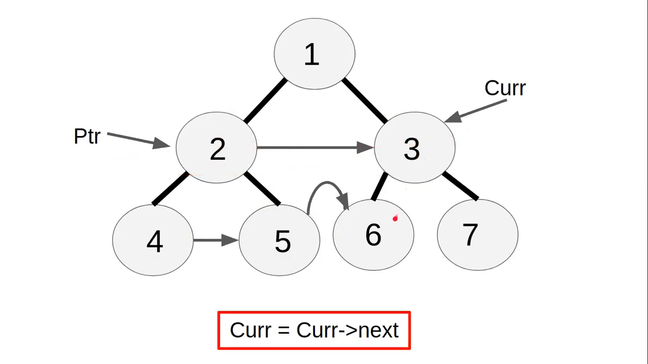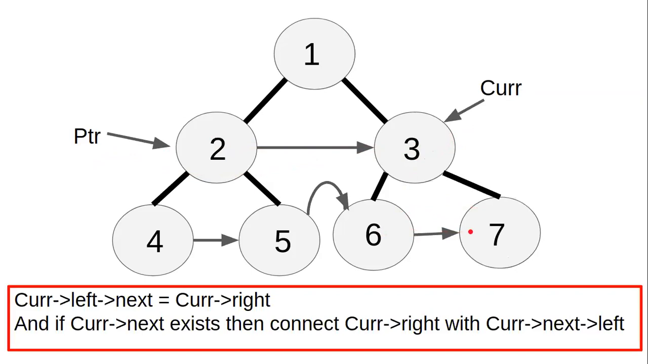So the work is now that current will simply connect 6 with 7, and after connecting it, current will look at the node which is next to it. If it is found, then it can simply connect 7 with the left node of whatever node is present next to it. But unfortunately there is no node, so that is done for now. Now current will move to its next node.